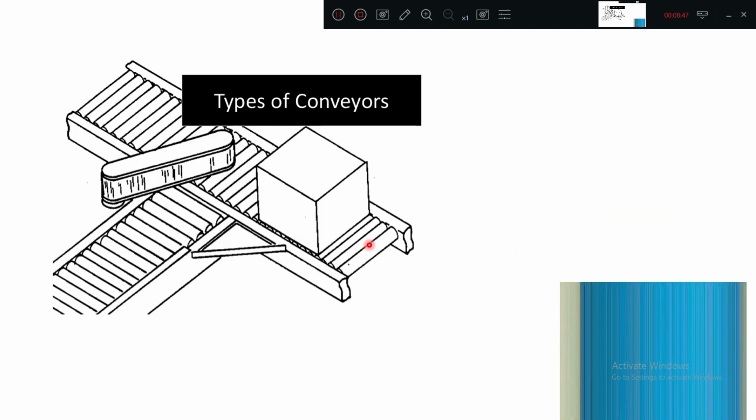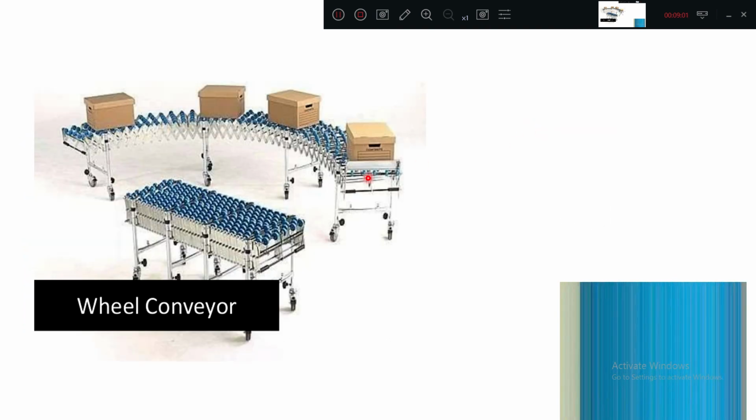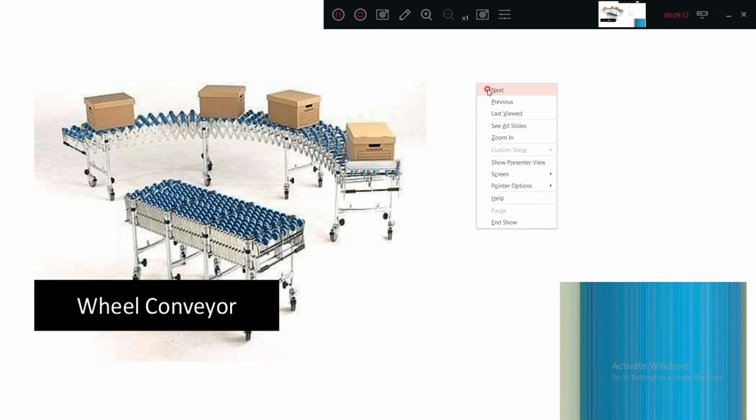So we will see some photographs of different types of conveyor systems. So this is called a chute conveyor. So due to gravity, the spiral movement is going to come. Okay, like this. So no power is required. So this is called a wheel conveyor. We have seen, no? So small wheels have been arranged like this. So the boxes are moving on the wheels.